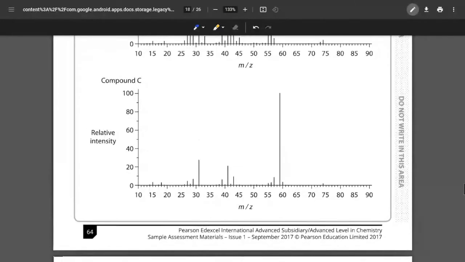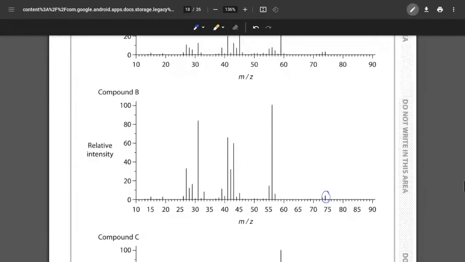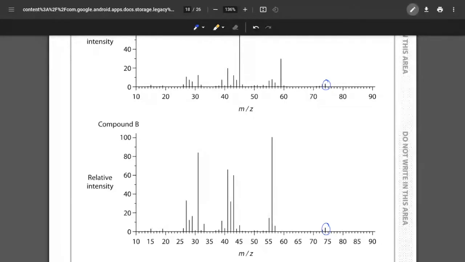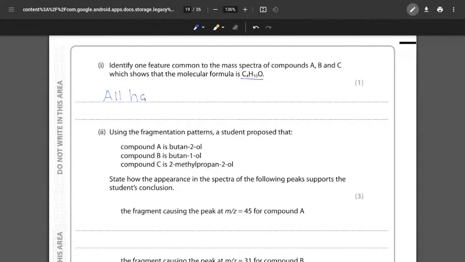Well, that is going to be the same for every single spectrum, and you can see here, all of them have this very small peak at 74. And that peak is known as the molecular ion peak. So they all have the molecular ion peak at a mass to charge ratio of 74, and that is for the C4H10O when the entire molecule has been ionized. And if you were to add up 4 times 12 plus the 10 plus the 16, you would get 74 as its relative formula mass. So that confirms that that is the correct molecular formula.